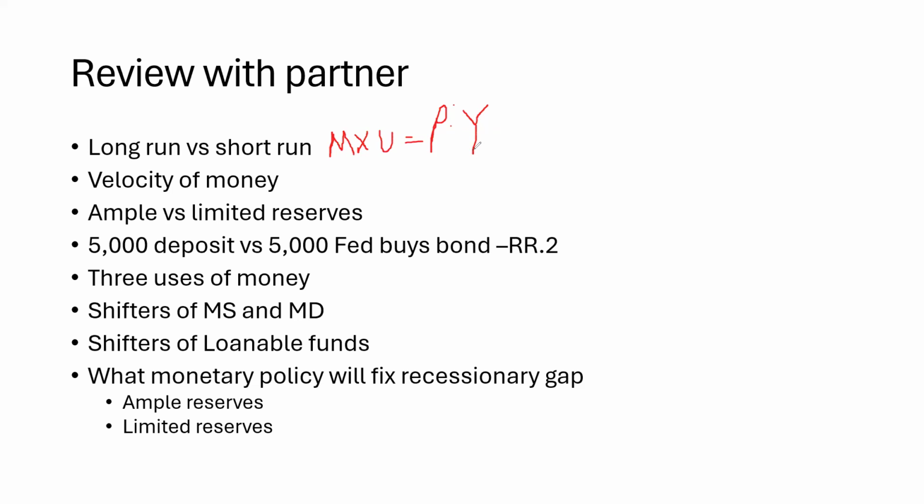The change in only output is real GDP. Real GDP measures just the change in output. Okay, so that is the velocity of money. Ample reserves is what we have now in the United States. The banks are flush with reserves, mainly because they're keeping a lot of their money away in the Fed.